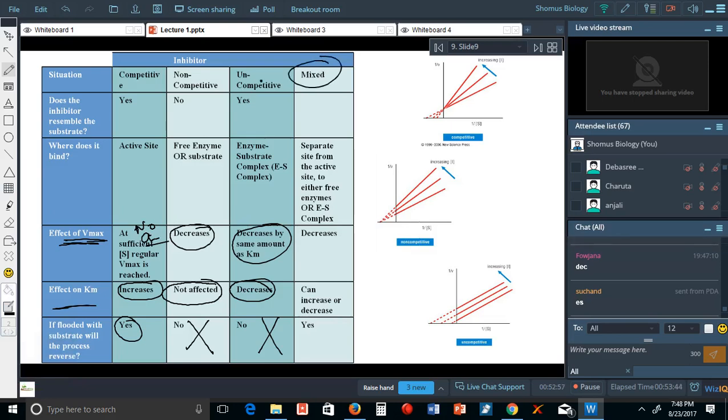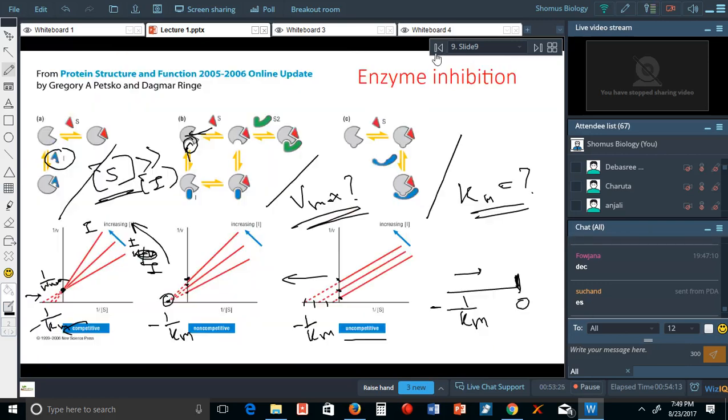And the fourth kind is known as mixed type, which is not shown here, though it is not a unique type of inhibition process. But you remember, in mixed inhibition, the binding site of the inhibitor is a separate site from the active site, on either a free enzyme or enzyme substrate complex, which is similar to the non-competitive inhibition we saw. What's happening to the Vmax? It will always decrease, and the Km will either decrease or increase.